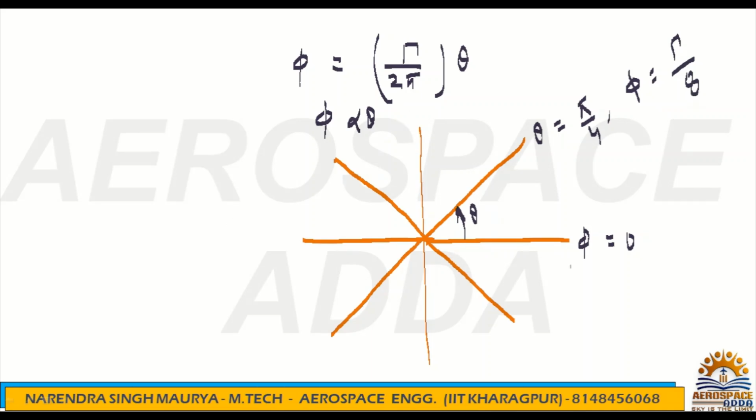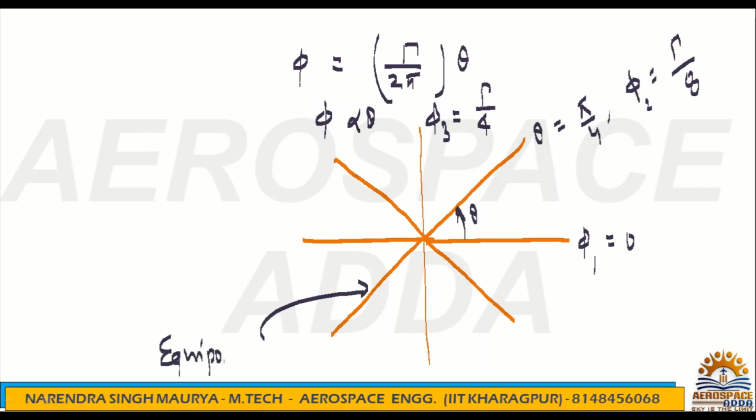Similarly here, say this is phi 1, this is phi 2, and here it is phi 3. What will be phi 3? What is theta here? Theta is pi by 2. So pi cancels out, and you will have circulation upon 4, right? Like this. So these are the equipotential lines. Done.